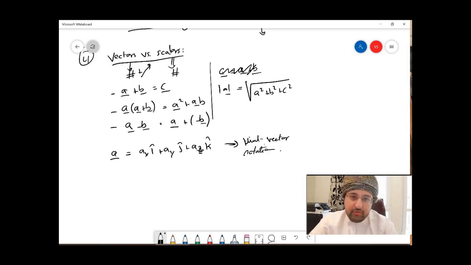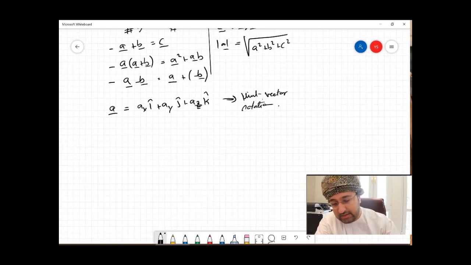Then we introduced the idea of multiplying two vectors, and we said there are two ways of multiplying two vectors, either the dot product or the cross product. The dot product is called so because we put a dot instead of a multiplication sign, and the cross product is called because we put a cross sign when we want to multiply like we normally do with numbers. But we said it is two very different things.